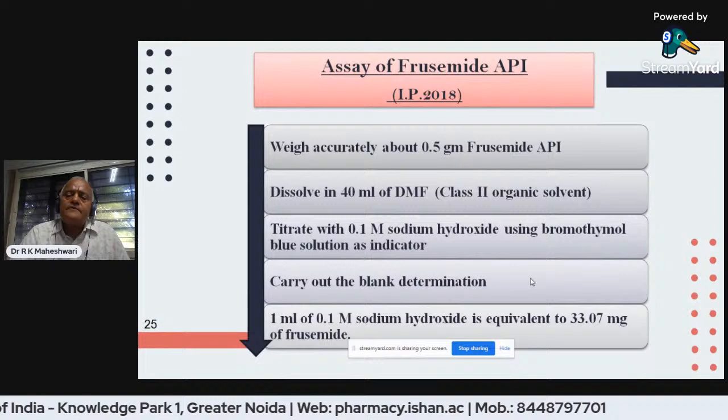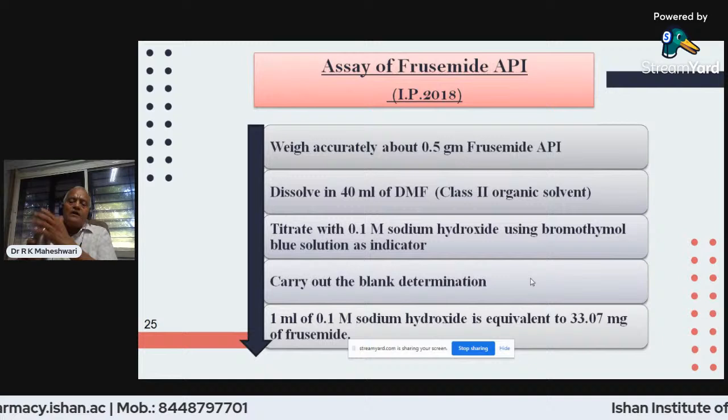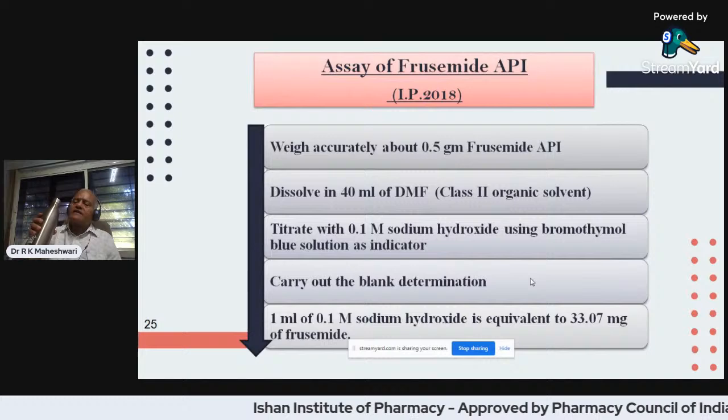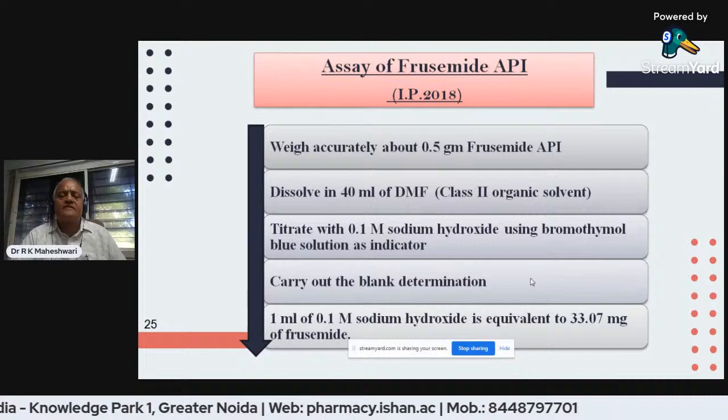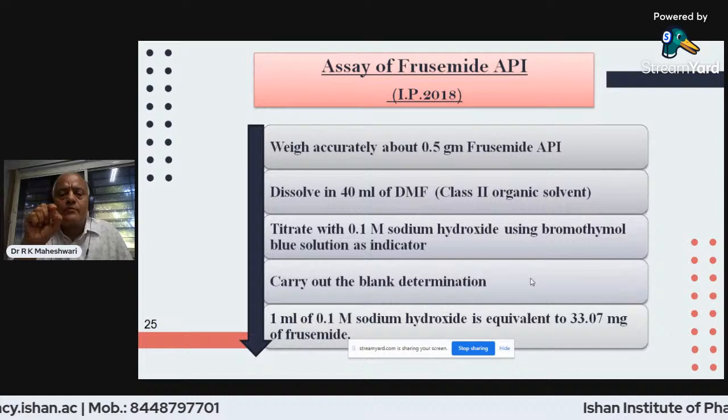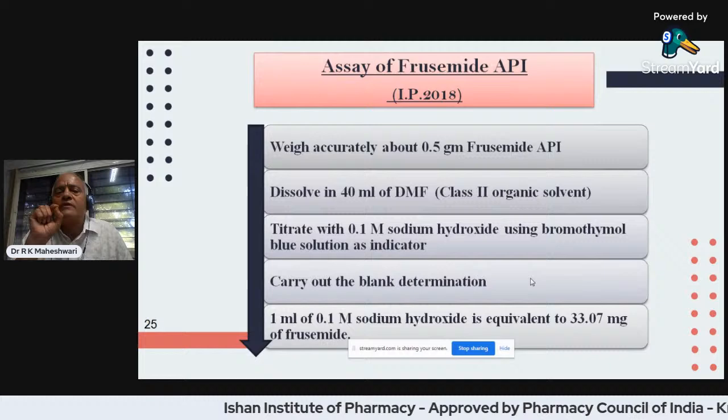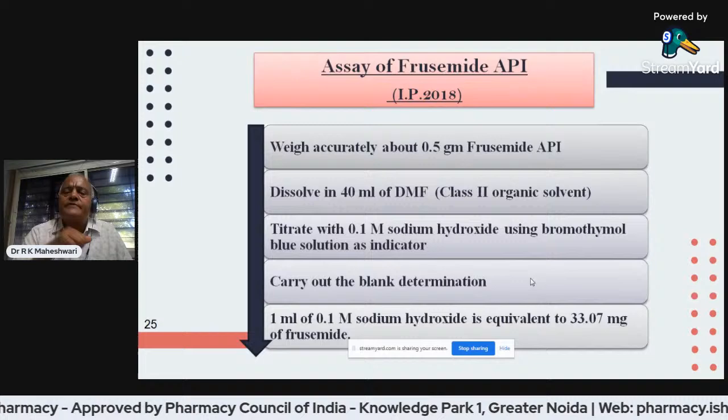Titrate with 0.1 molar NaOH solution using bromothymol blue solution as indicator. Carry out the blank determination. How is this blank determination carried out? First, understand this. You are dissolving 0.5 gram of drug in 40 ml of dimethyl formamide, then adding a few drops of bromothymol blue indicator and titrating with 0.1 molar NaOH solution. As soon as the endpoint comes, you note down the volume of NaOH solution. Suppose that volume is X1 ml of 0.1 molar NaOH.